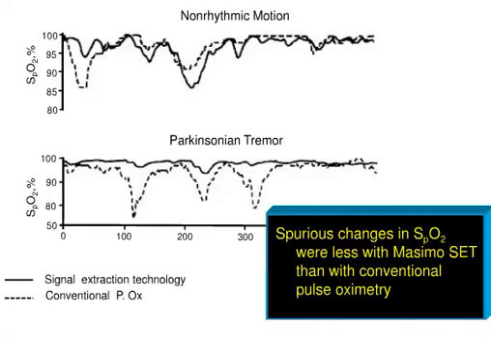Here are two examples. The top one is where a subject is just doing regular arm motion, and the bottom one is in a patient with a Parkinsonian tremor. The solid lines represent the signal from the pulse ox using this new technology, whereas the dashed line shows the conventional pulse ox. And I think you can appreciate that the spurious changes in the SpO2 were less with the Masimo system than with the conventional pulse ox.